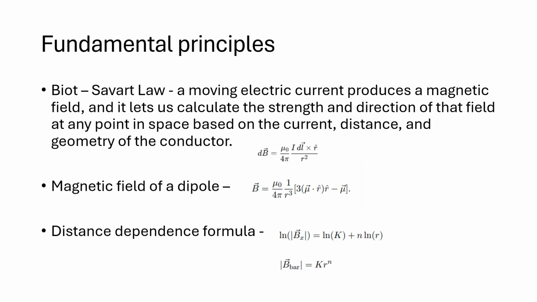And using that formula, we are able to calculate the magnetic field of a dipole, which is that formula. And then the distance dependence formula states that as distance increases, the strength of the magnetic field decreases. And these are the two formulas that we are using to show that.